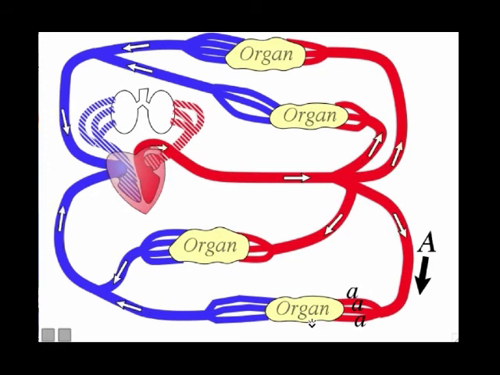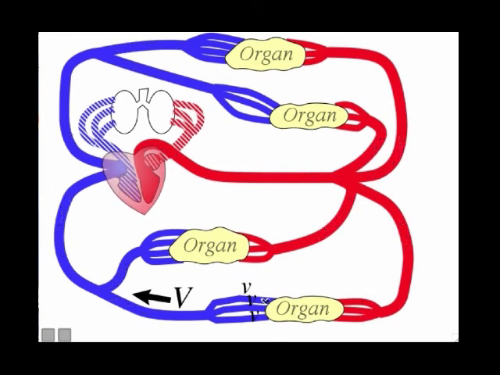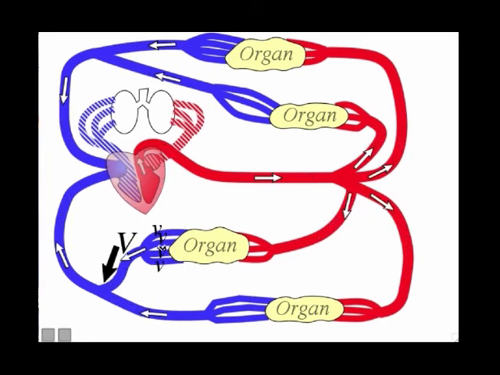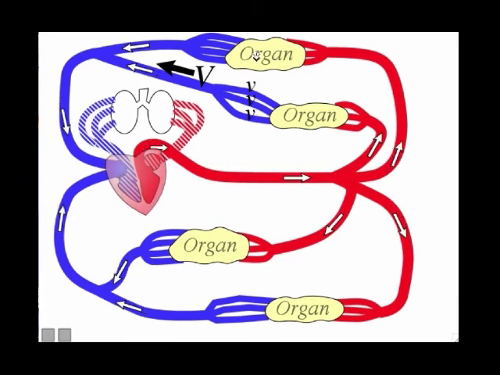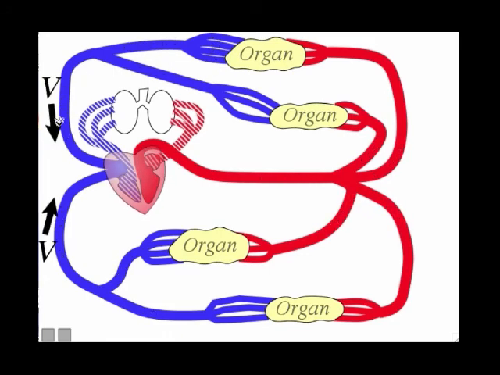Same concept with the veins, but we call the small ones that come out of the organ venules. Here are three little venules coming out of this organ, and then they merge together to form this big vein right here. Here are some little venules coming out of this organ. They merge to form this vein right here. Here are venules from this organ. Here are some venules from this organ. And all those veins in the systemic loop eventually come together to form the superior vena cava and the inferior vena cava right there.